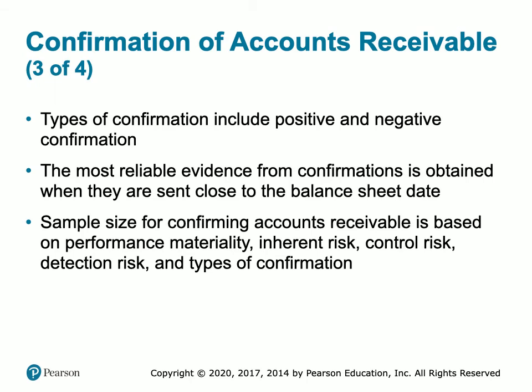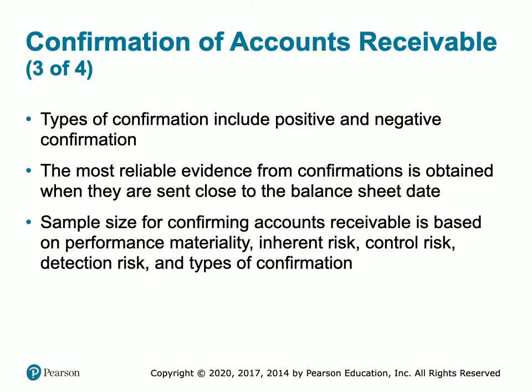So types of confirmations, positive and negative. Positive, I send out a confirmation. I want a response back. If I don't get a response back, I've got to do alternative procedures. Negative confirmation, don't send it back to me unless there's a problem. Negative confirmation, as you can tell, probably doesn't provide a lot of evidence on assets.